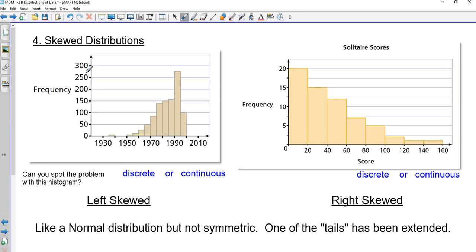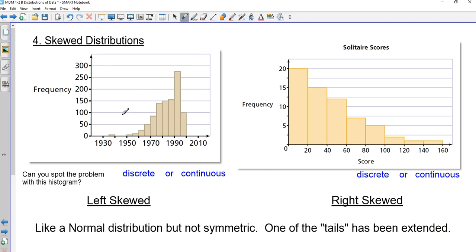All right, finally, our last category here are what we call skewed distributions. So skewed distributions are distributions that are like a normal distribution but are not symmetric. Okay? So a normal distribution has a peak in the middle and two tails off to either side. In a skewed distribution, one of the tails, either the one on the left or the right, has been extended, or it has more data in it than we would expect in a normal distribution. And that's how we name them. We name them either left skewed or right skewed.